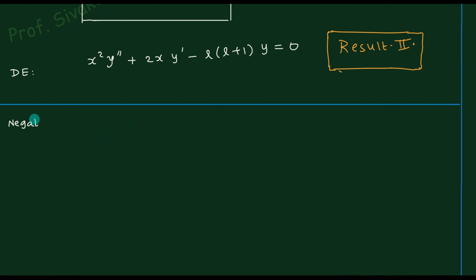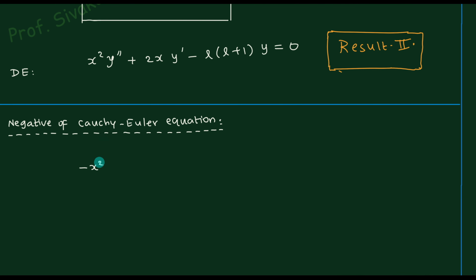Consider the negative of the Cauchy-Euler equation. You know what the Cauchy-Euler equation is. If you simply multiply the Cauchy-Euler equation by -1, how is the equation going to look? You get minus x square y double prime, then minus 2x y single prime, then plus L into L plus 1 into y equal to 0.